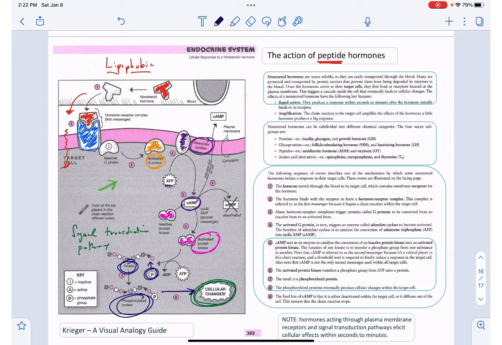And again, these signal transduction pathways can be extremely complicated, and we don't necessarily need to know the details, but in general, that's how these protein hormones are working. Binding to a receptor on the plasma membrane and stimulating this signal transduction pathway that leads to a cellular change.